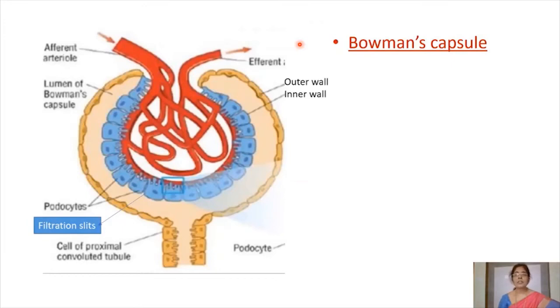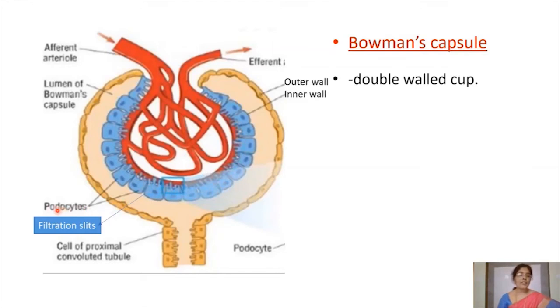Coming to the structure of Bowman's capsule, it is a double-walled cup-like structure. చూడండి, ఈ గ్లోమెరులస్ ని లేదు అనుకుంటే మనకు క్లియర్ గా కనిపిస్తుంది. దిస్ Bowman's capsule is a cup like structure. That's why we call it as Bowman's cup also. So it has outer wall, this is outer wall, and inner wall. Inner wall is towards the glomerulus, and this inner wall has unique cells known as podocytes.